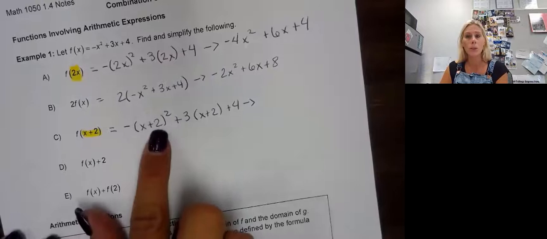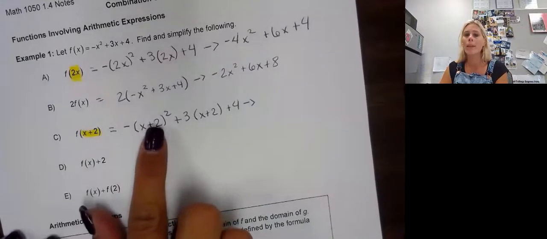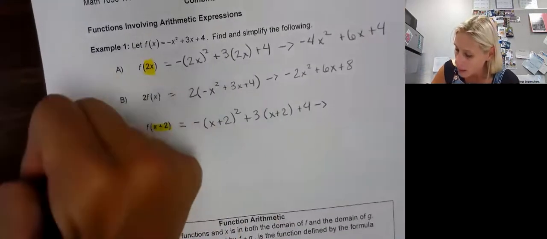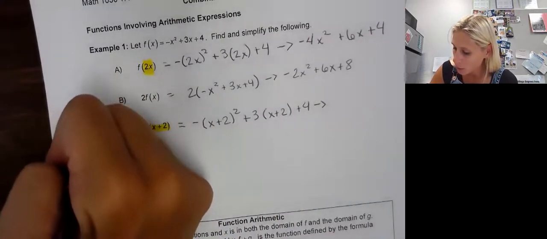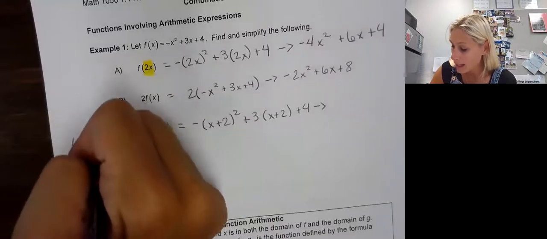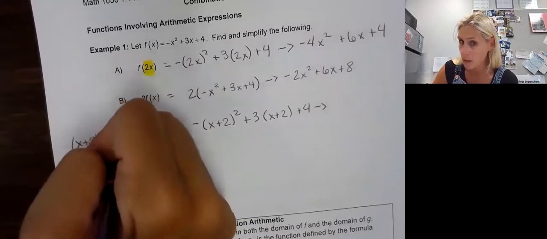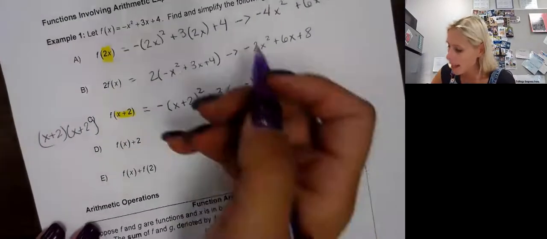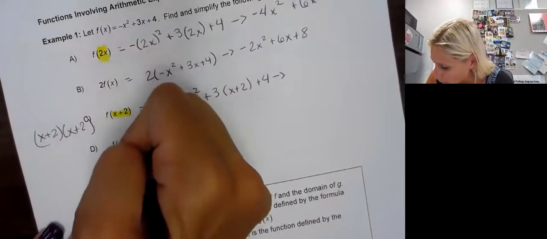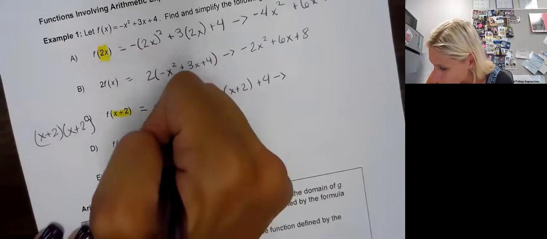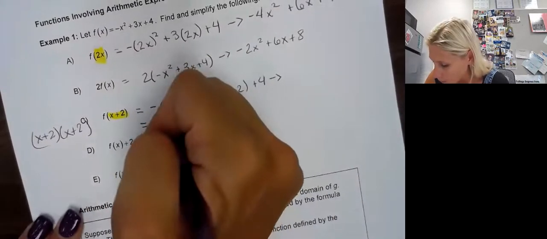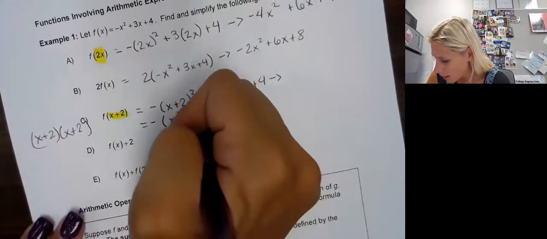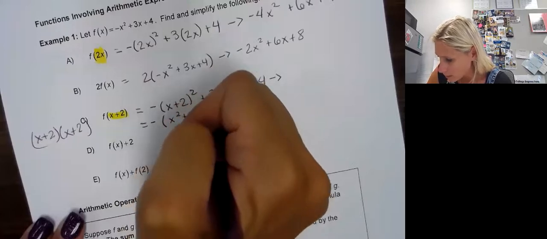First thing you want to do is FOIL that out. Remember that x plus 2 squared is x plus 2 times x plus 2. Okay, you don't square just the x and the 2. And I'm going to leave that negative out front first. So when I FOIL that out, I get x squared plus 4x plus 4.